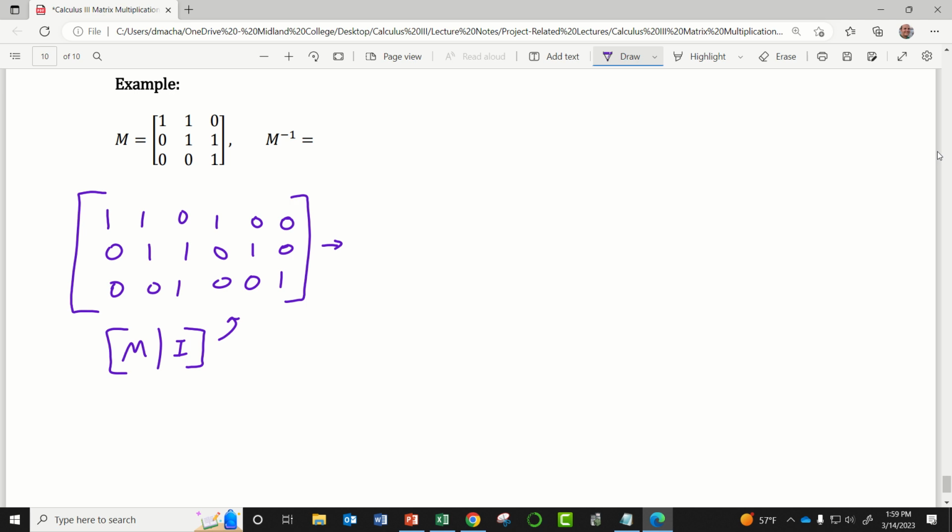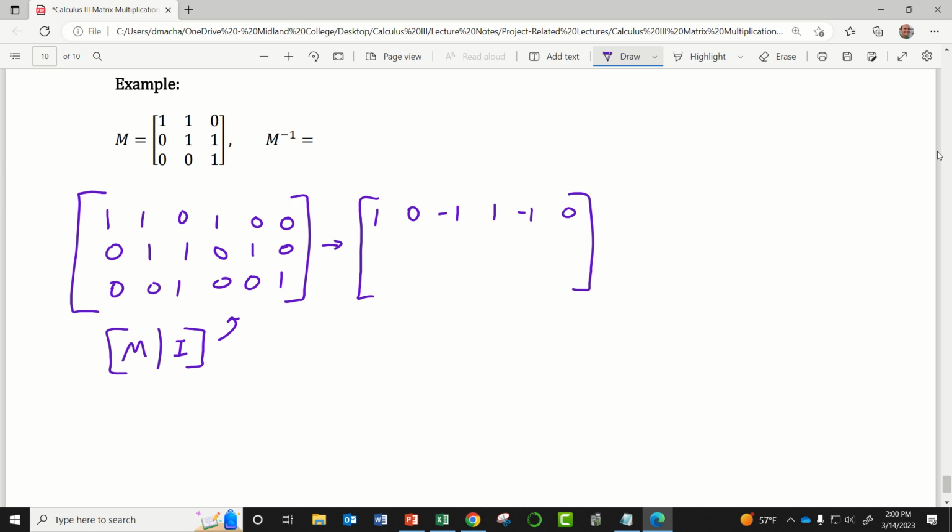I've already got 1, 0, 0, which is good. I've already got a 1 in the second, what we call the second pivot position, but I want the 1 above that to be a 0. So I'm going to take my first row and subtract the second row from the first row, and we'll see what we get. So I have 1 minus 0 is 1, 1 minus 1 is 0, 0 minus 1 is -1. 1 minus 0 is 1, 0 minus 1 is -1, 0 minus 0 is 0. Okay.